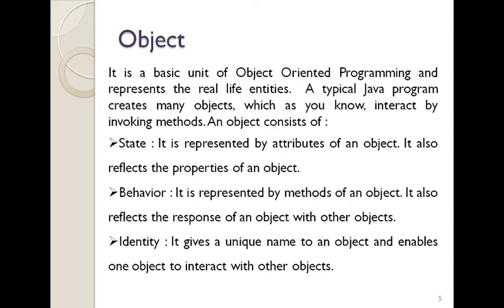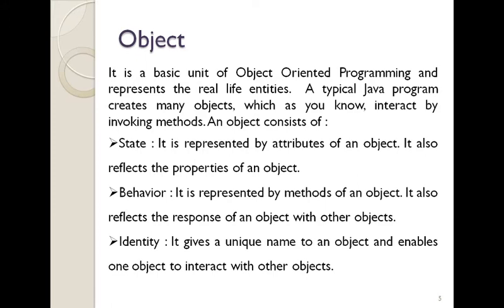For example, we take a car as an object. So what is the state of that object? Color, price, model, these are the state of the object. Now next is the behavior. It is represented by a method of an object. It also reflects the response of an object with other objects.